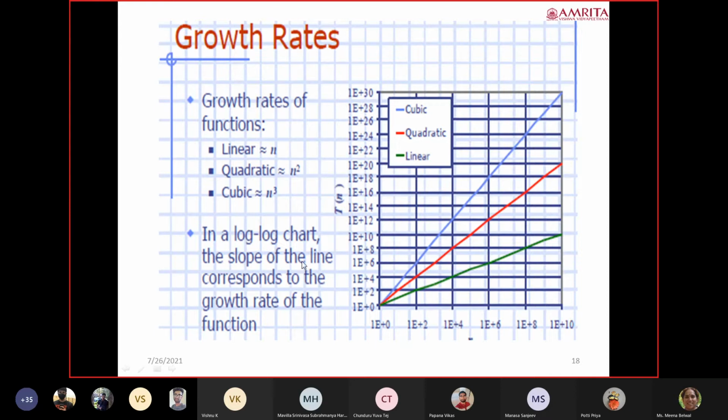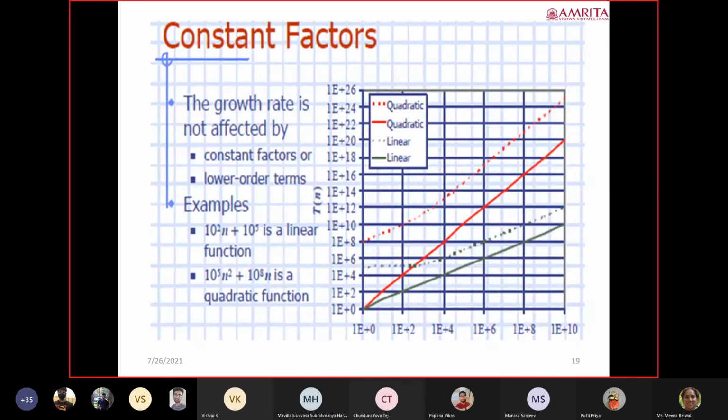What happens here is the slope of the line corresponds to the growth rate of the function. This is just a representation. So linear, quadratic, and cubic. The growth rate is not affected by constant factors or lower order terms. You already know these concepts, right? So when we talk about a growth rate, even if you have constant factors or lower order terms, what do I mean by them?